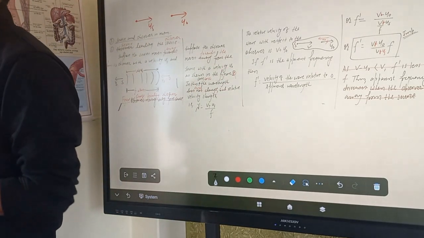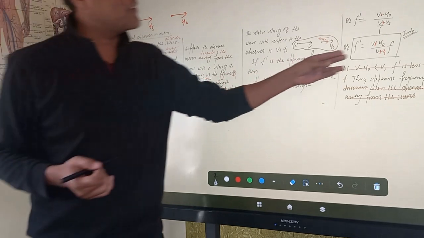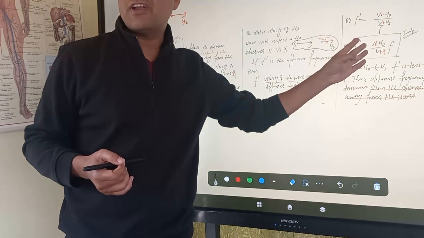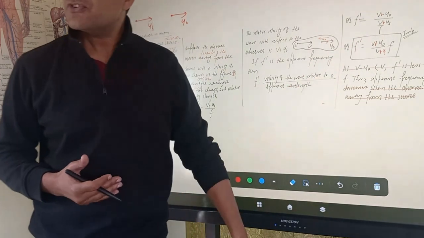So apparent frequency depends upon the velocity of the source and the observer, because we cannot say anything looking at this relation, v plus u and v plus us.